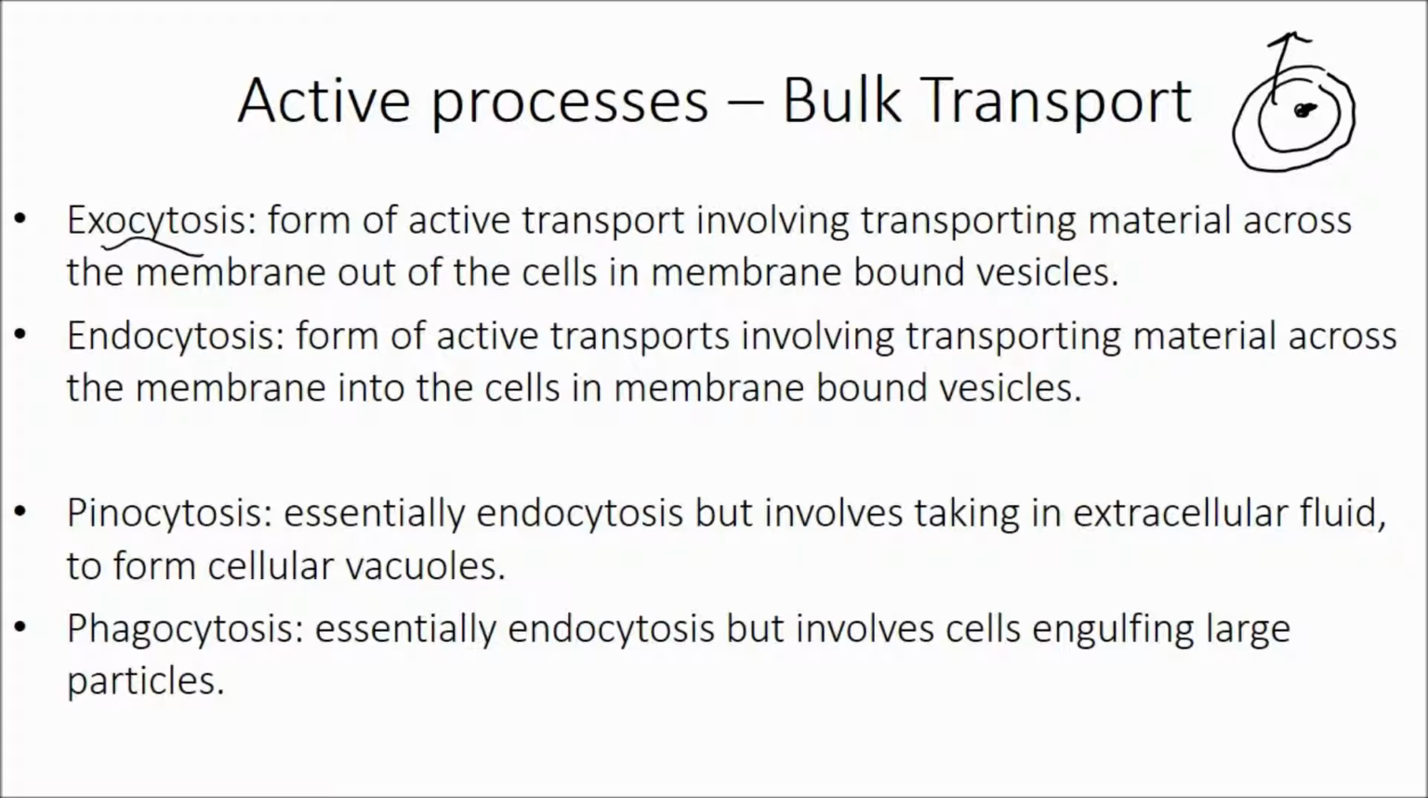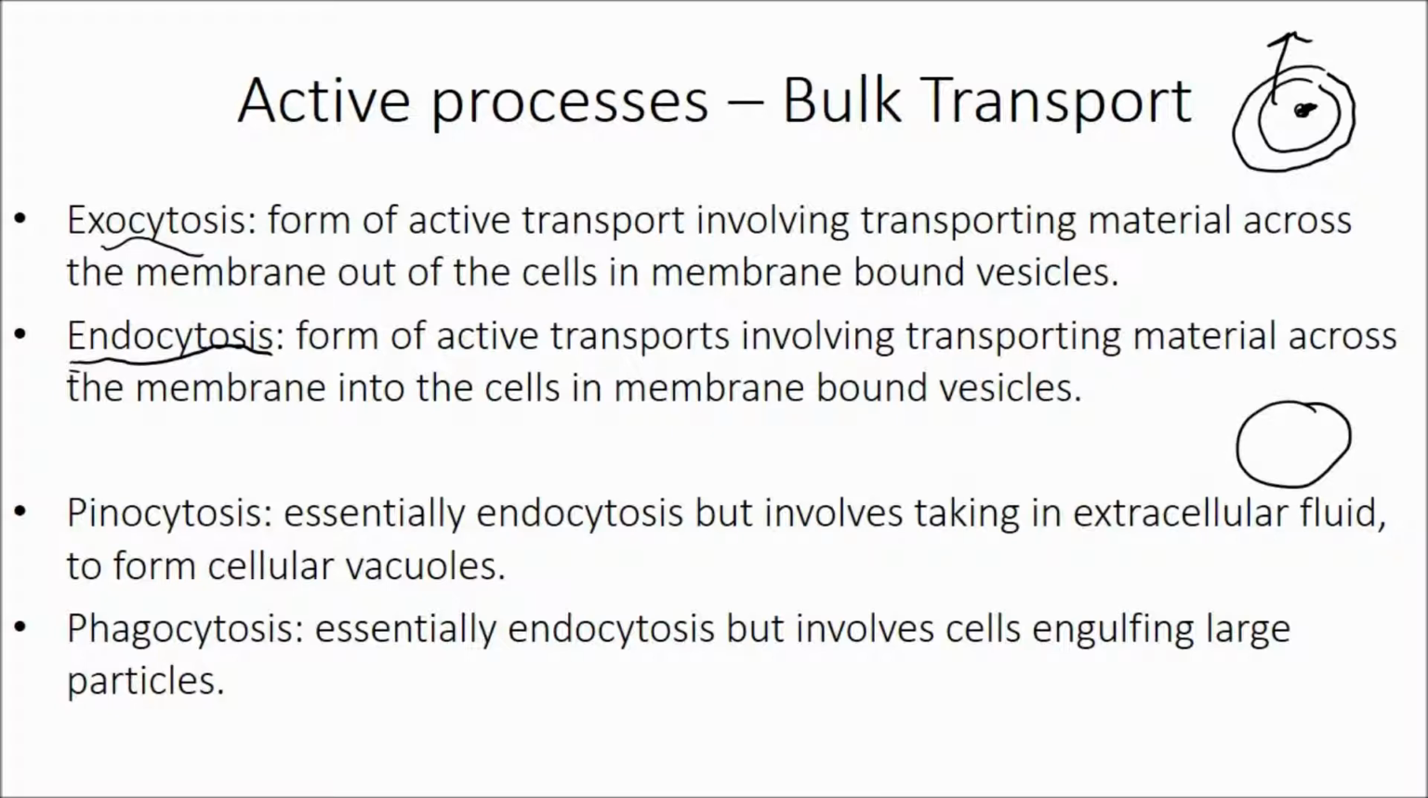Our next example is endocytosis, which is a form of active transport that involves transporting materials across the membrane and into the cell in membrane-bound vesicles. This might be where a cell engulfs another particle or wants to engulf some fluid. Finally, I've got two more processes down here, being pinocytosis and phagocytosis. Pinocytosis is essentially endocytosis, but involves taking in extracellular fluid in the form of vacuoles.